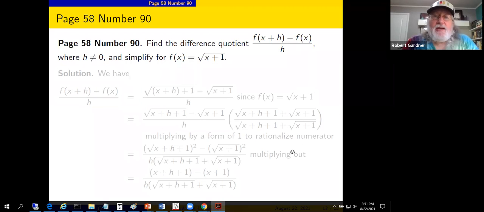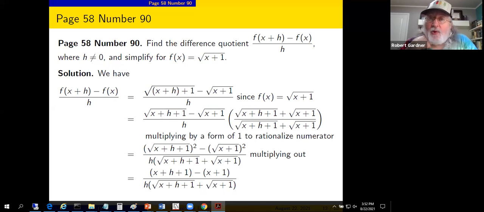Let's do number 90. Difference quotient. You're told h is not 0. And simplify for f of x equals the square root of x plus 1. Okay, same idea. These kind of work themselves to a degree. You just substitute in. Then you simplify. And the simplification in this one's a bit trickier. That's why I chose to do this one.